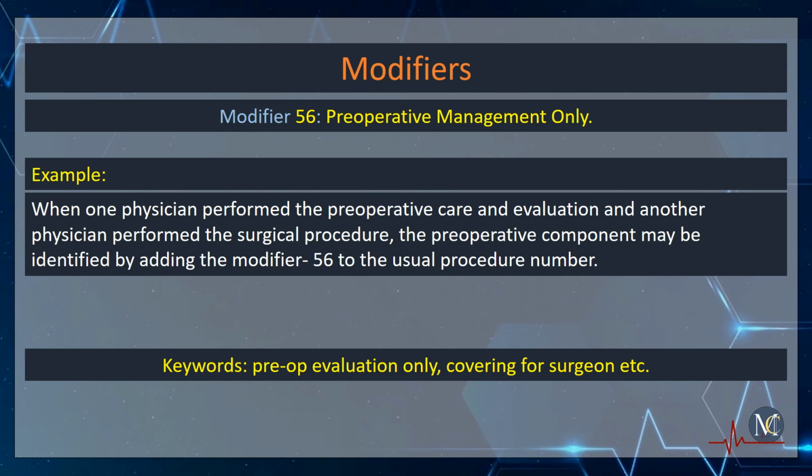When one physician performed the preoperative care and evaluation, and another physician performed the surgical procedure, the preoperative component may be identified by adding the modifier 56 to the usual procedure number. The common keywords used in the procedure to add modifier 56 are preoperative evaluation only, covering for surgeon.